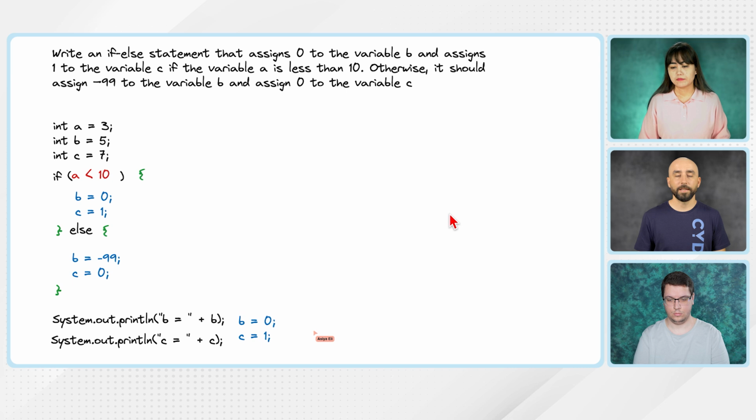Perfect. Yes. Okay, let's make the condition not true. So let's say my a is more than 10, which is just simply make it 13. So now my if condition is not true. So it will go to the else statement. In this case, now b's value is minus 99 and c's value will be 0.